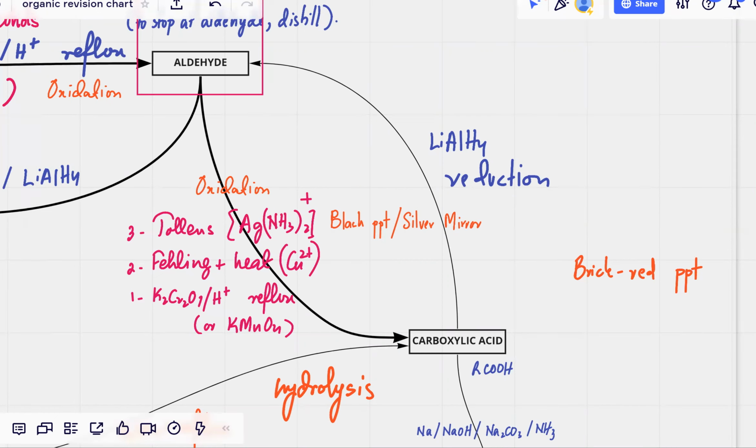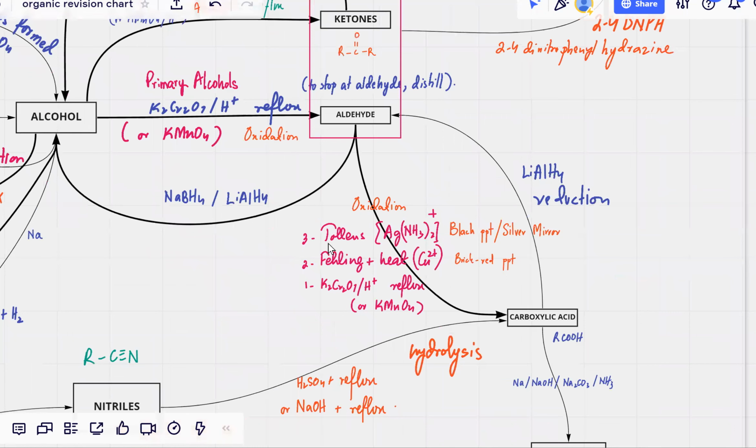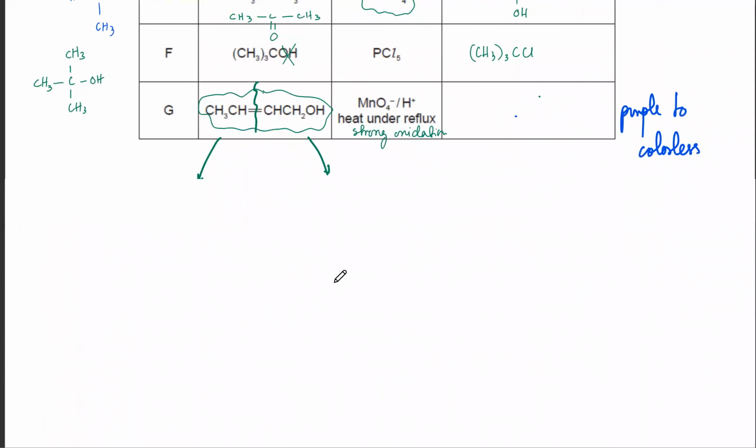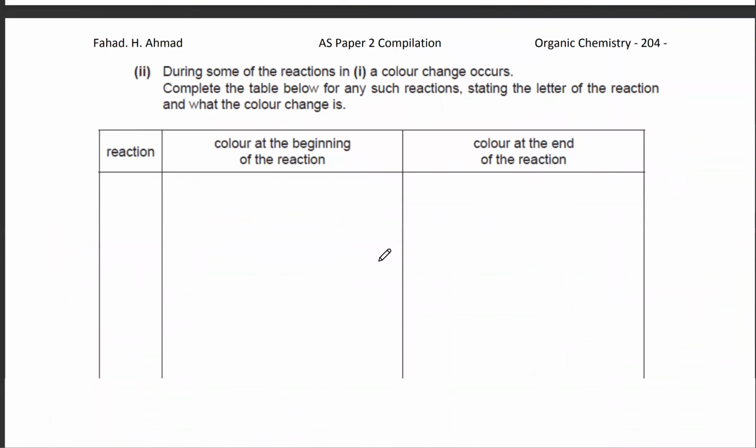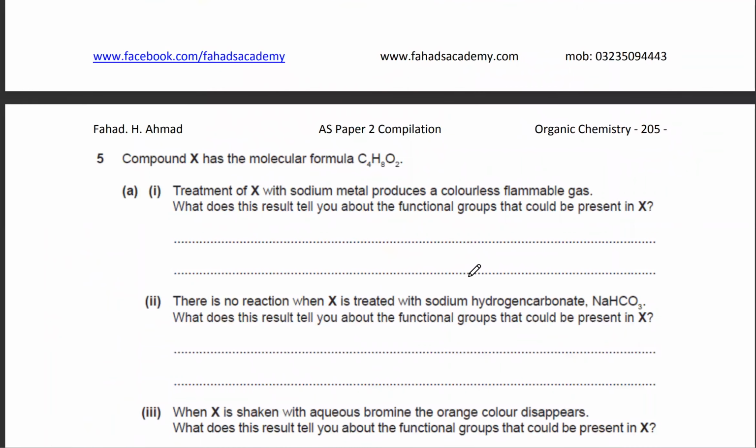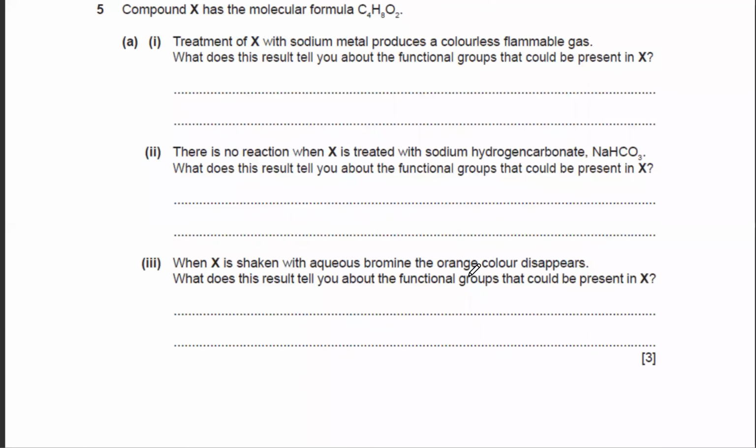So you get a brick red precipitate. And for the others, I hope everyone remembers K2Cr2O7 is orange to green and KMnO4 is purple to colorless. Now moving back to the question, we did that part, the color change part. Let's do the next one.